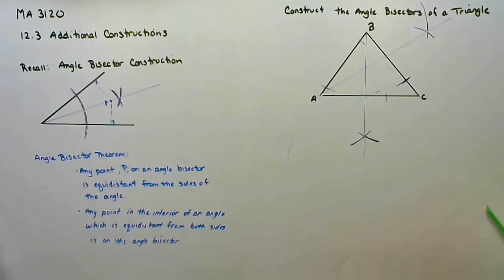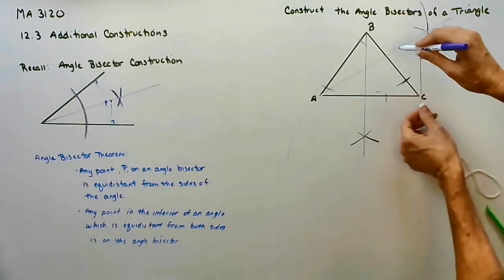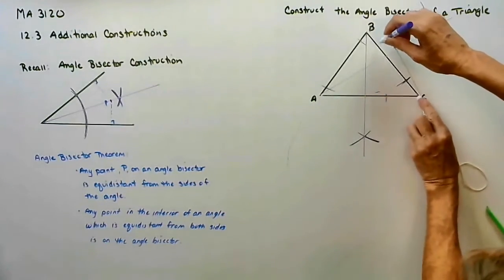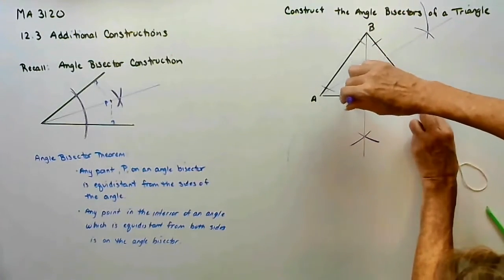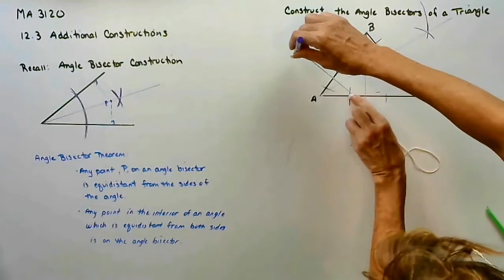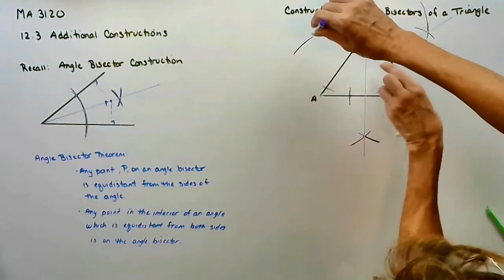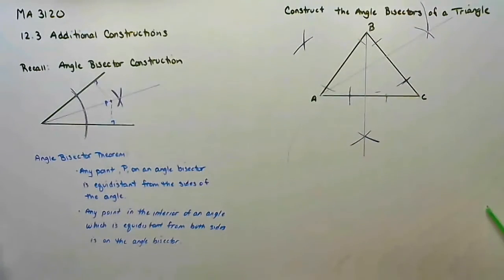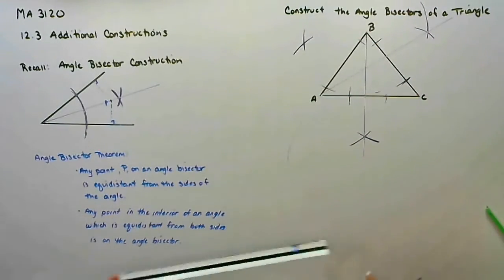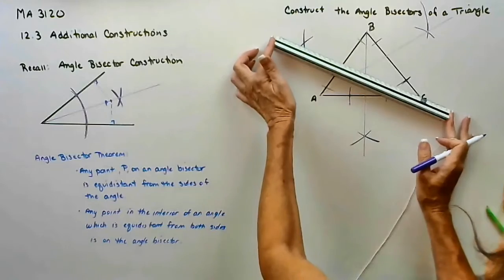And then I'm going to do the same thing with angle C. This one's a little harder because I'm right-handed, so I will do my best. Go angle C, swing an arc, come out here. Swing an arc, swing an arc. Connect this to vertex C.